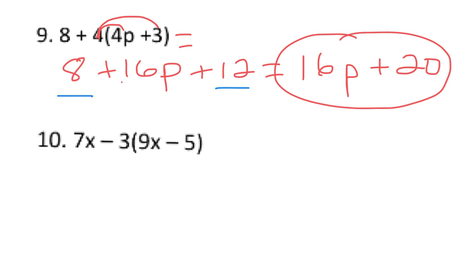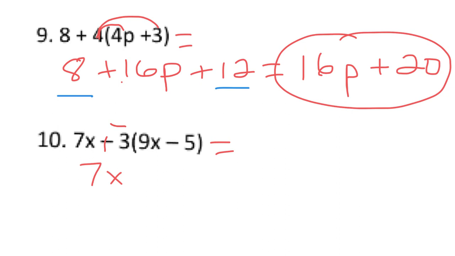So the next one, again, we've got this -3 and then times all of this here. So that multiplication comes first. So we get 7x. However, on this one, this is a negative or a minus. So I'm going to change it to plus a negative. This is a really common mistake students make. They don't distribute the -3.